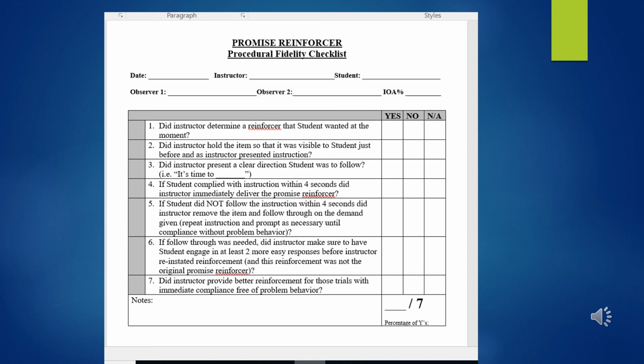And then at the bottom, there's a section where you can write notes. And then you can also write how many out of 7, because there are 7 items listed, that were yeses. And then you would determine their percent of yeses, or the percent of fidelity, for that situation and for that instructor or staff member.